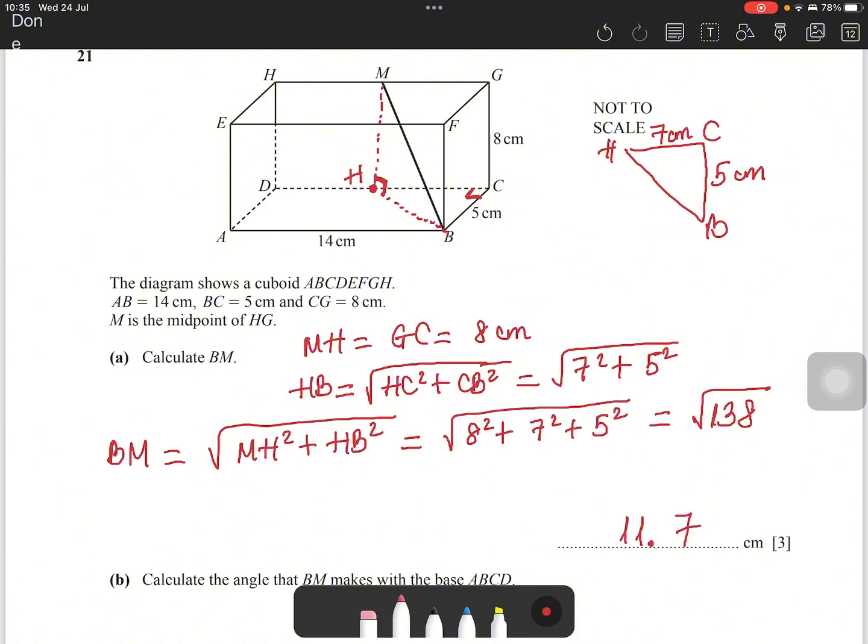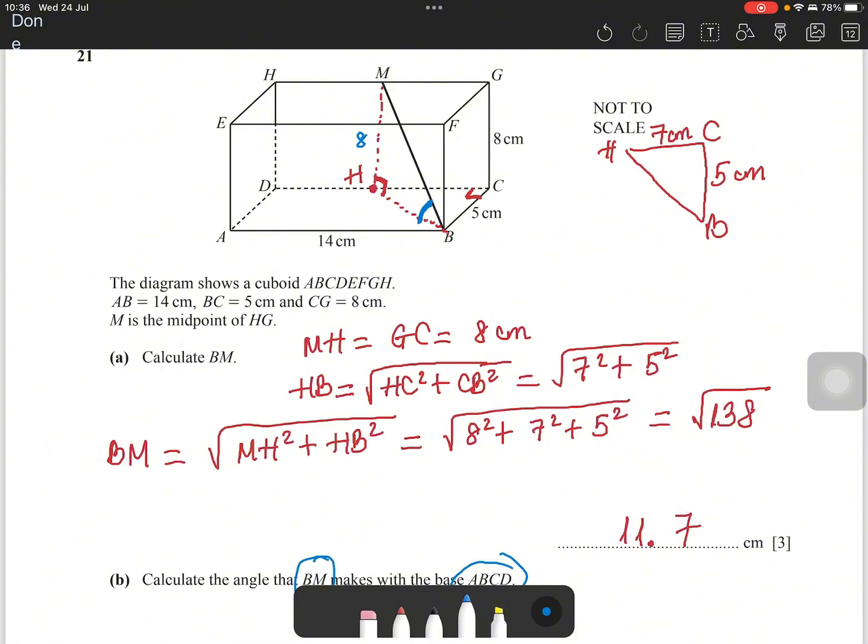B. Calculate the angle that BM makes with the base ABCD. So look at the diagram. MH is perpendicular to the base ABCD. So the angle between MB and the base ABCD is actually the angle between MB and BH, this blue angle. And in this blue angle, we know that MH is 8 centimeters. And we also found BH and BM, so we can use SOHCAHTOA to find this angle.